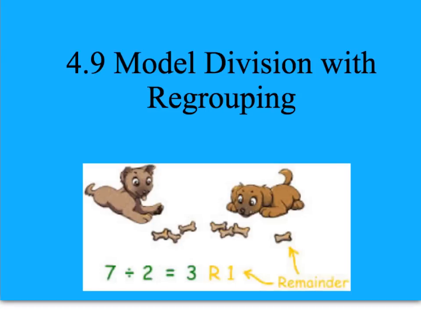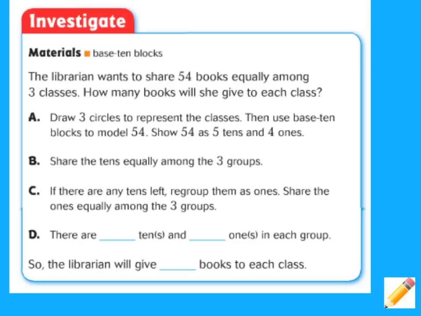Hello, boys and girls. Today we are going to model division with regrouping. Let's look at our first problem. The librarian wants to share 54 books equally among 3 classes. How many books will she give to each class?